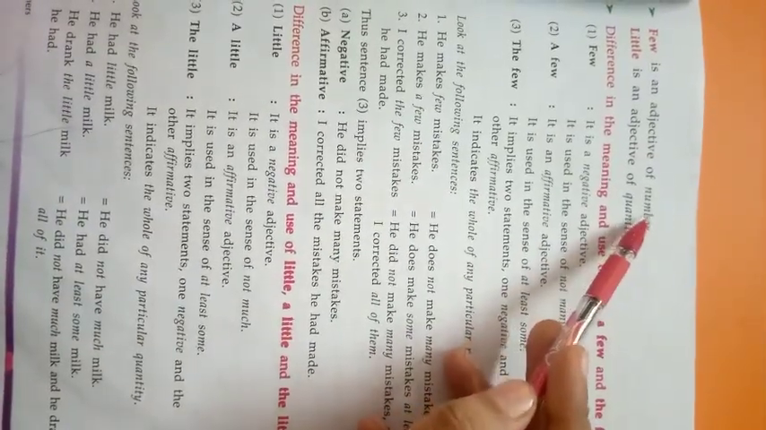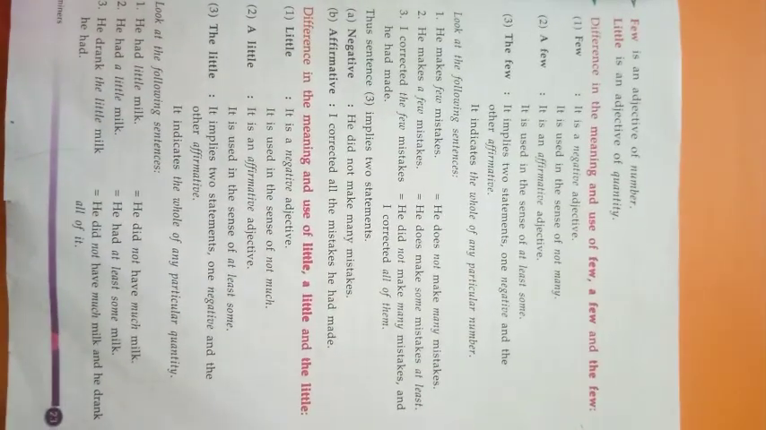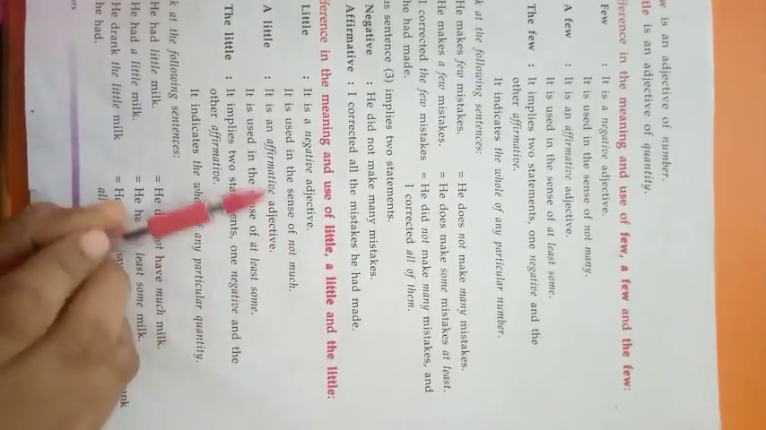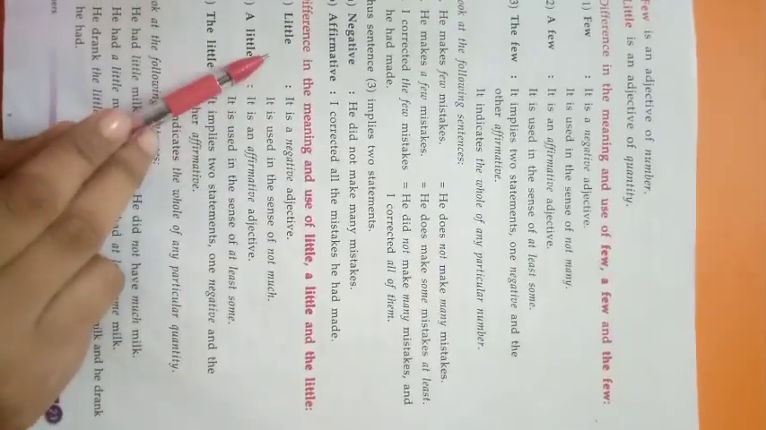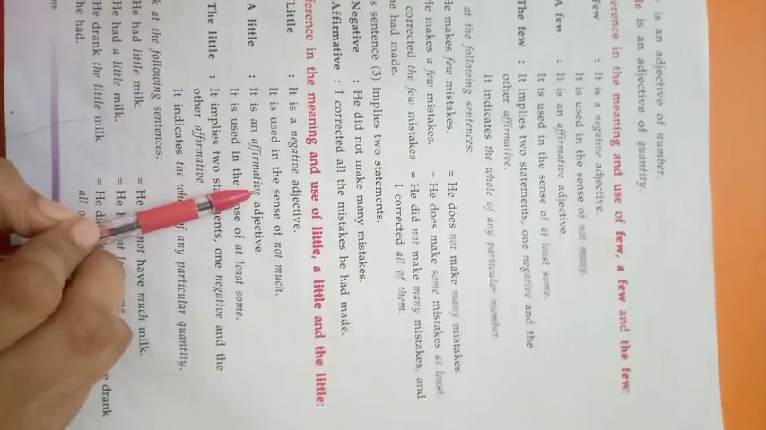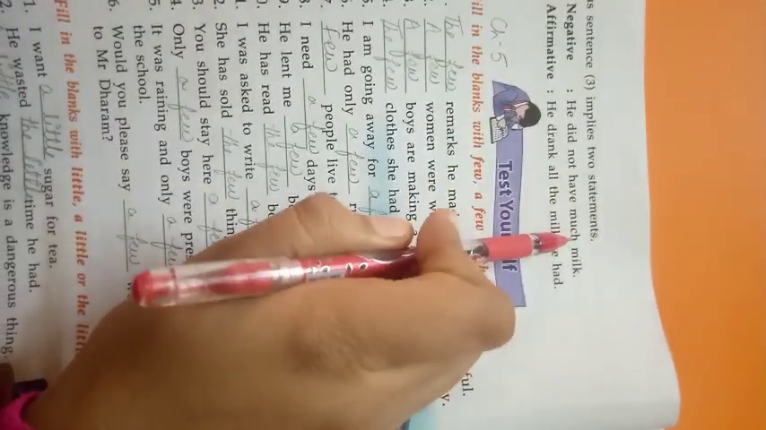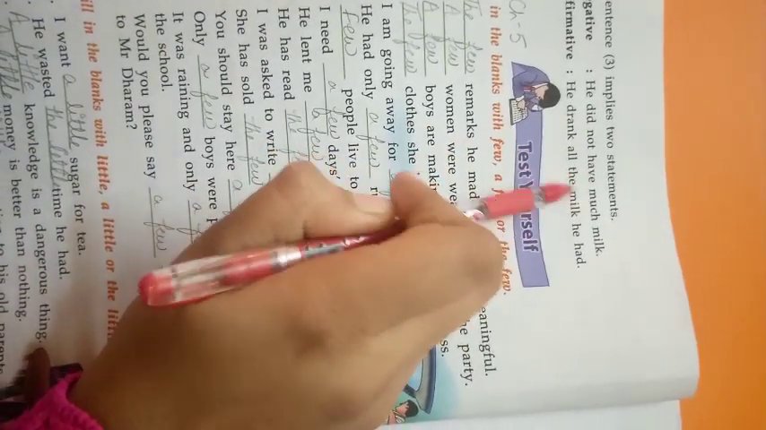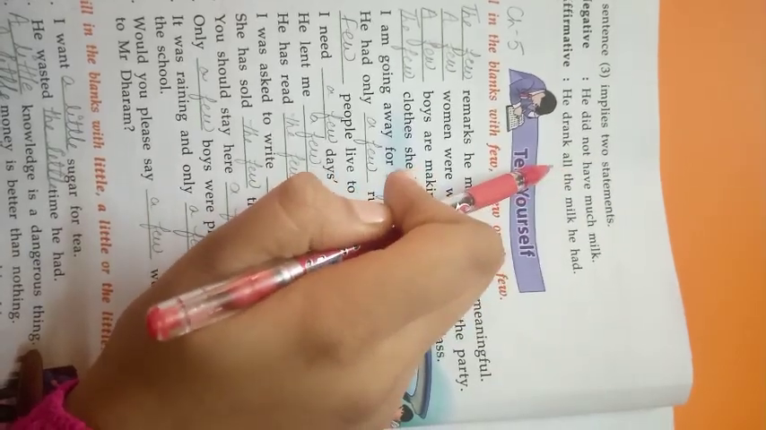So few is used in case of number, that means things which are countable, and little in case of things which are uncountable. So students, I hope you have all understood the difference between little, a little and the little. Little is a negative adjective, a little is affirmative, and the little implies two statements, like this one: he drank the little milk he had. It implies two things: he did not have much milk and he drank all the milk he had. One negative and one affirmative.